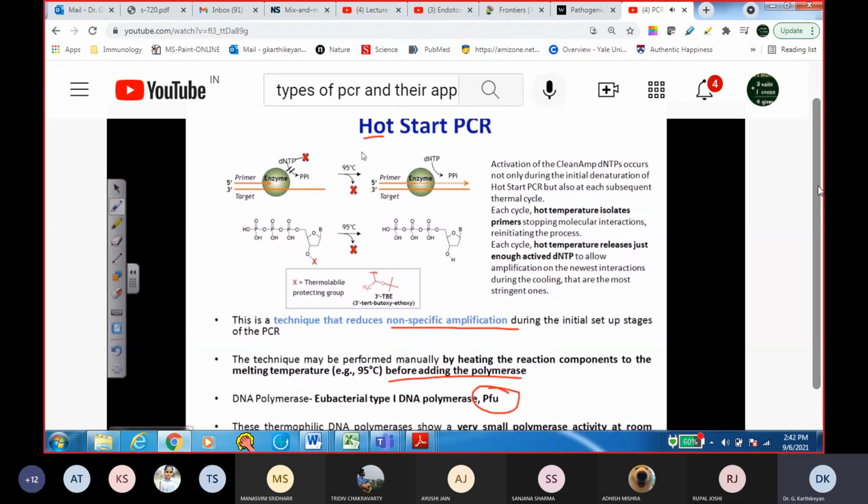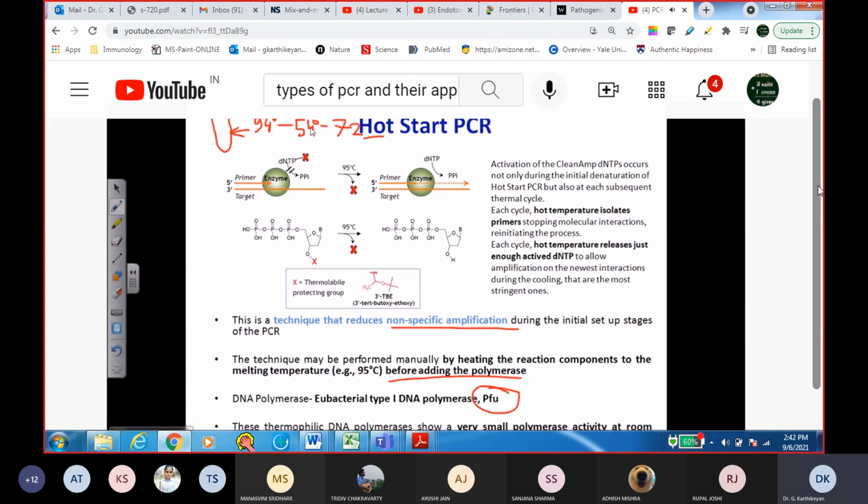So this is called the hot start, because at the very beginning we already heat the master mix at 95 degrees Celsius. After that we add our polymerase, and after adding the polymerase the process begins: melting of the strands at 94 degrees Celsius, then cooling to 54 or 53 degrees Celsius, then again rising the temperature to 72 degrees Celsius for the polymerization process.